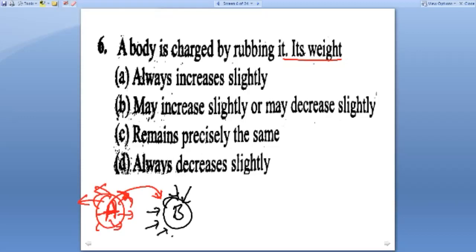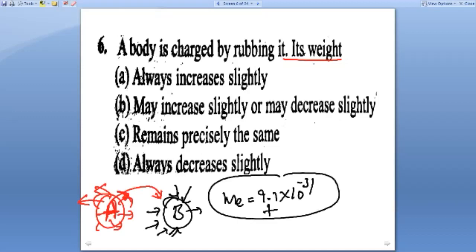So you know the mass of the electron is 9.1 into 10 to the power of minus 31. One electron gained means mass is added, so gaining electrons means the weight increases, because weight is equal to m into g. Losing electrons means the weight decreases. So a body is charged.